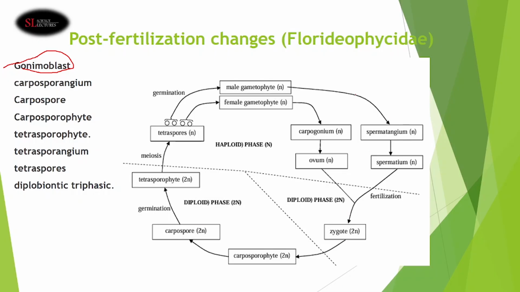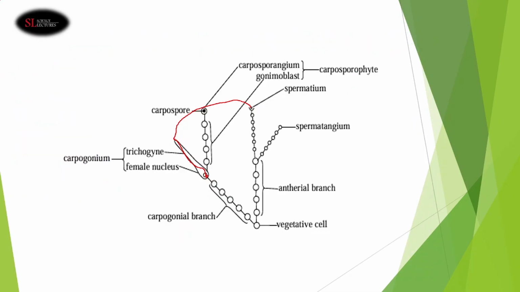Just to take you back a little here. Now you can see here, after formation, the zygote will undergo mitosis to form the gonymoblast. The apical cell, or the uppermost cell of the gonymoblast, forms the carposporangium. So the gonymoblast and the carposporangium form the carposporophyte phase of floridiophycidae. The thing I forgot to mention is that the carposporangium now contains diploid spores called carpospores.